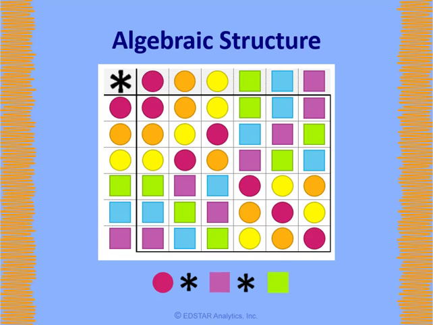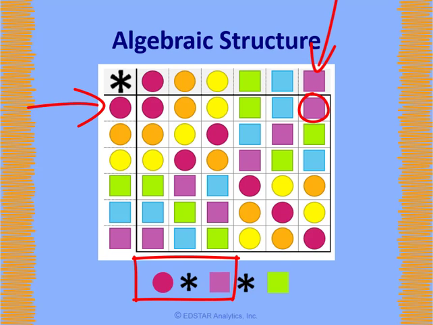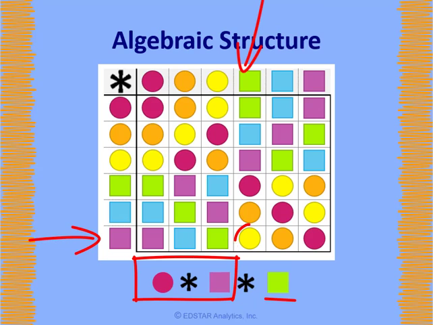Testing for associativity would be tedious. Let's test this triplet for associativity. First, we're going to take the red circle and star it with the purple square. And that gives us a purple square. Then we take the result of that and star that with the green square. And that gives us a yellow circle.